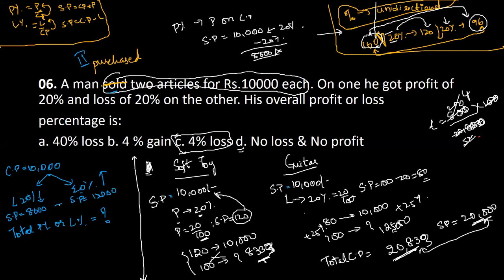Now, what is the total selling price? 8,000 plus 12,000, 20,000 again. Now, what is the total cost price? 10,000 for each article, right? So for both the articles, it will be 20K. Now you see there is no profit, no gain.